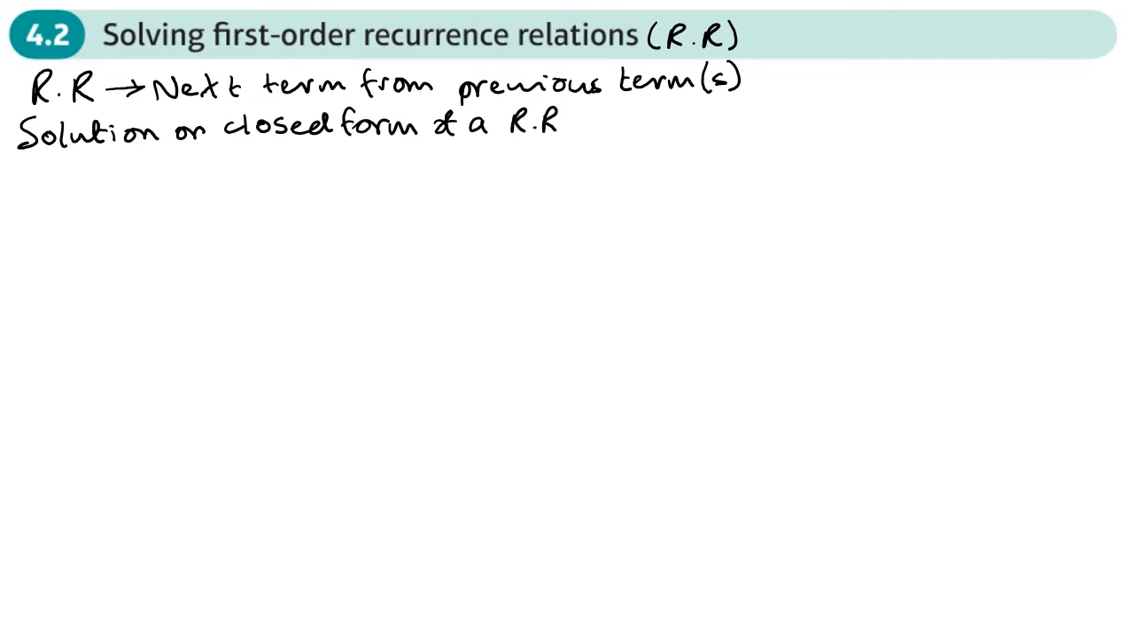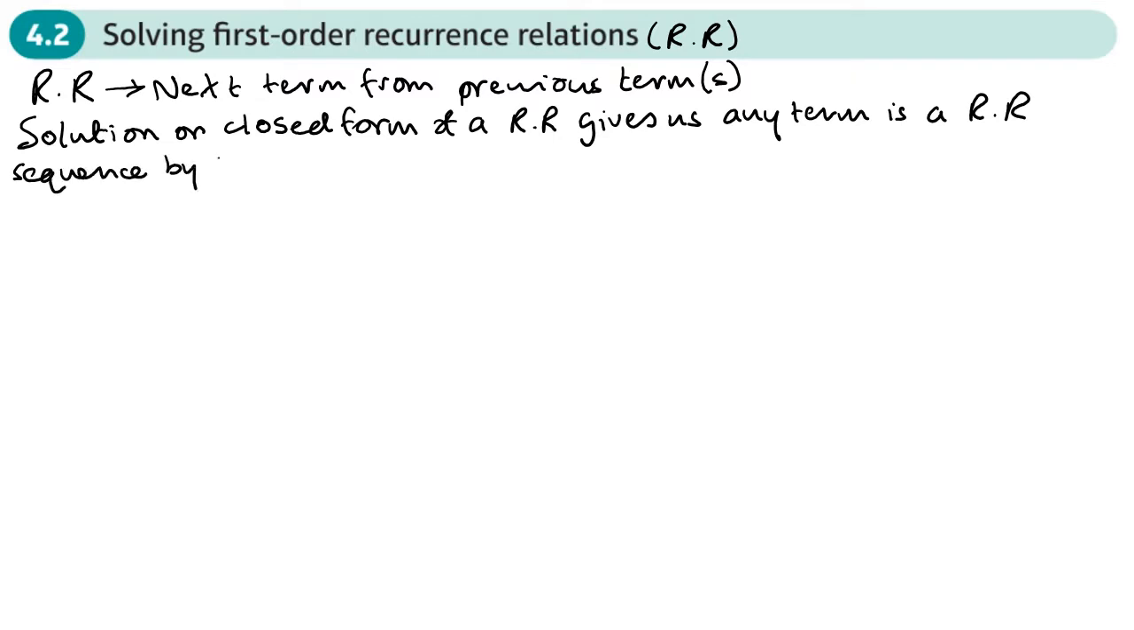The solution, or closed form, of a recurrence relation gives us any term in a recurrence relation sequence by using n. So it's not reliant on finding the previous term. When we find this solution or closed form, it's going to be un equals some sort of function of n. It's not reliant on un minus 1 or un minus 2 and so on. It will give us any term in a recurrence relation sequence.